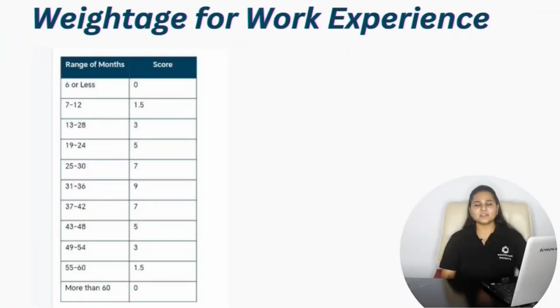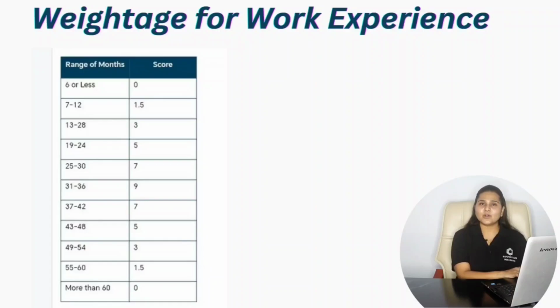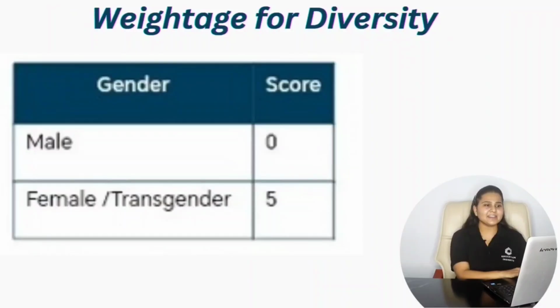Then there is some weightage on the basis of your work experience also. Like if your work experience ranges between 7 to 12 months, for that there are 1.5 points. If it ranges between 13 to 28 months, for that there are 3 points. If your work experience ranges between 19 to 24 months, for that there are 5 points. In the similar way, you can see your range of months and calculate your rating score for the work experience with the Indian Institute of Management, Udaipur. Then if we consider the weightage for diversity, there is 5% weightage which is given to the gender diversity.